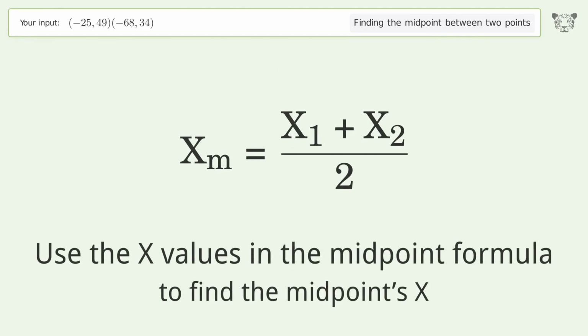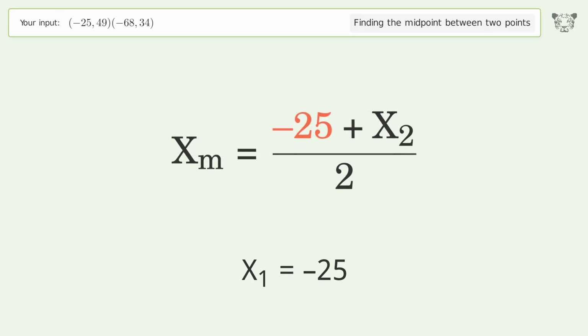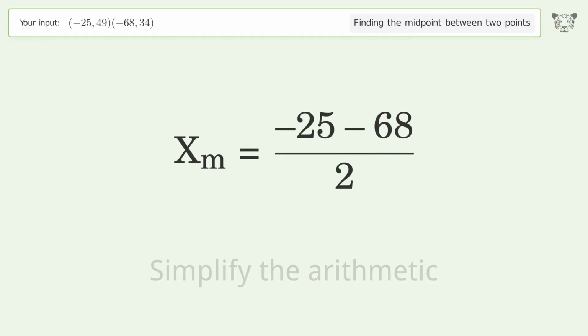Use the x values in the midpoint formula to find the midpoint's x. x1 equals negative 25. x2 equals negative 68. Simplify the arithmetic.